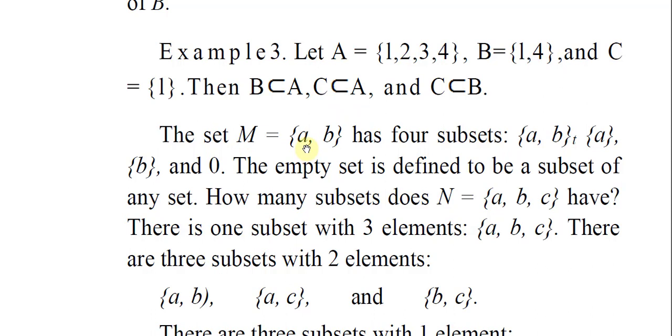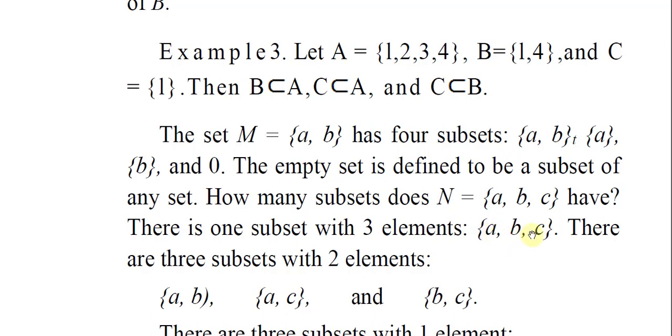The set M, which contains elements A and B, has 4 subsets. It is {A, B}, it is {A}, it is {B}, and it is the empty set. The empty set is defined to be a subset of any set. And how many subsets does N, which has 3 elements A, B, C, have? There is one subset with 3 elements. It is just {A, B, C}.